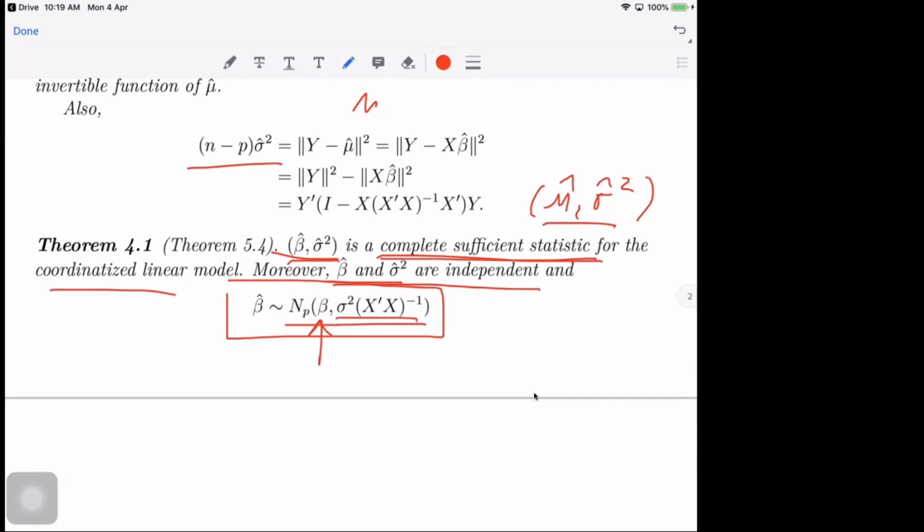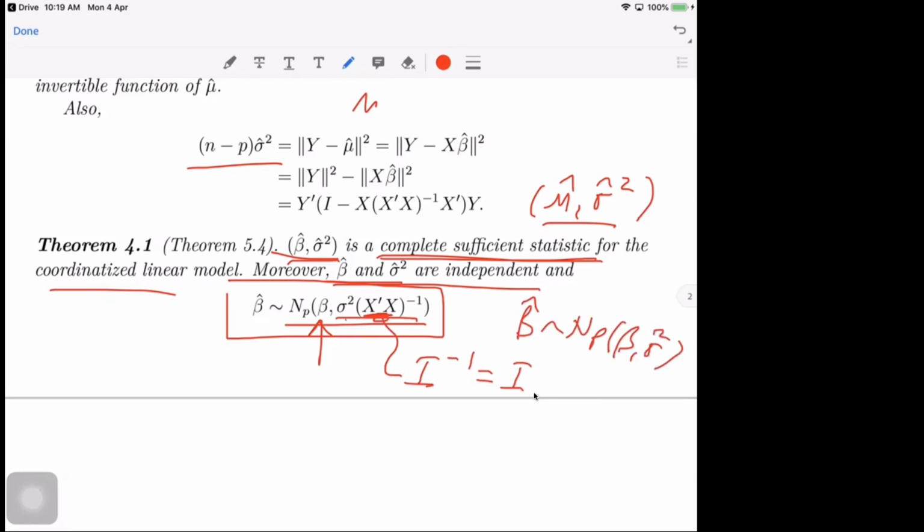Okay, so if mahitabo ng atong basis matrix kay orthogonal, ang x prime x here will just be equal to identity, and the inverse of that is just identity. So beta hat, as long as orthogonal lang atong x's, mahimo na lang siyang beta and sigma hat, no?